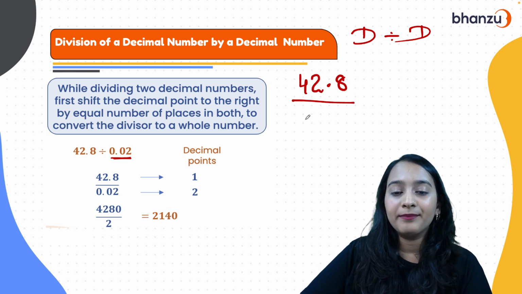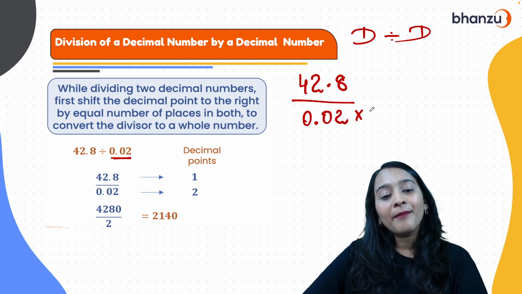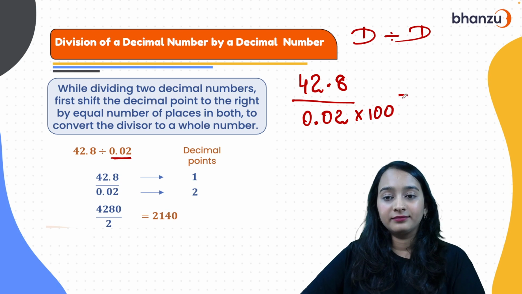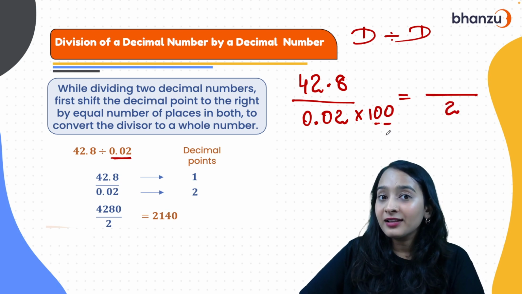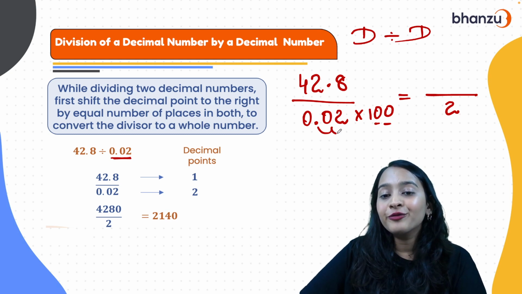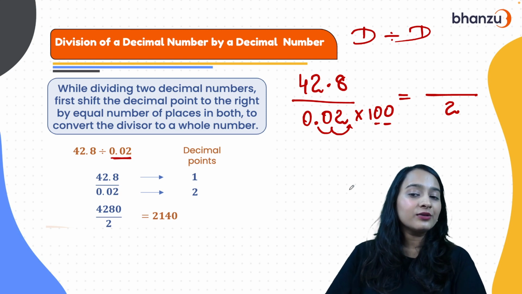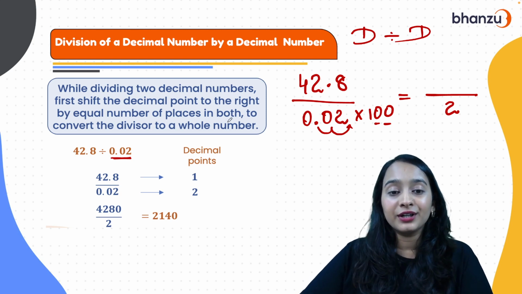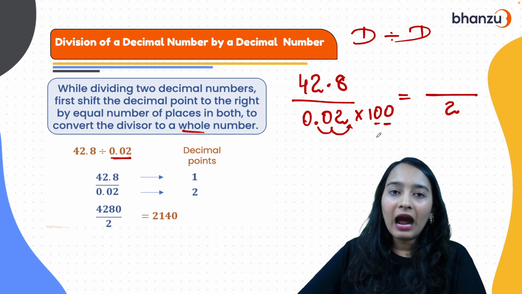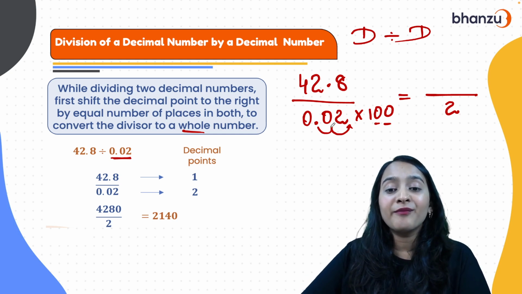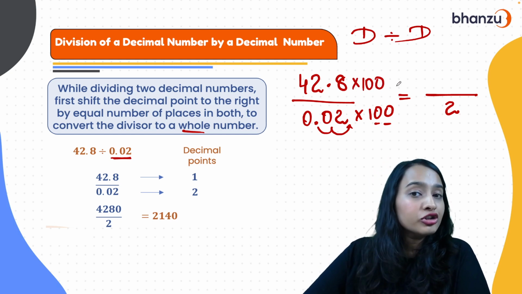Now 42.8 divided by 0.02. So now if I multiply this with 100, my 0.02 will just become 2. Multiplication with powers of 10, we move the numbers towards the right side, 2 digits, because 100 has 2 zeros. So the denominator is going to turn into a whole number. Now, since you have multiplied the denominator with 100, I'll have to multiply the numerator also with 100.